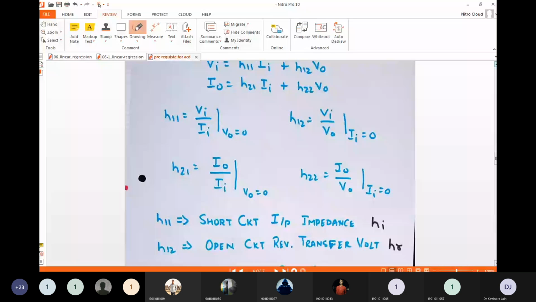Any student in the class who is not able to understand this particular point?